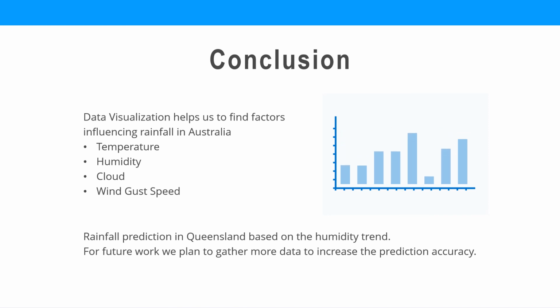Based on our observations, temperature, humidity, clouds, and wind gust speed are the contributing factors to heavy rainfall and occurrence of flood in Queensland. We carry out analysis based on our observations. Moreover, we also perform rainfall prediction for Queensland based on the humidity trend. For future work, we plan to gather more data and increase the prediction accuracy.